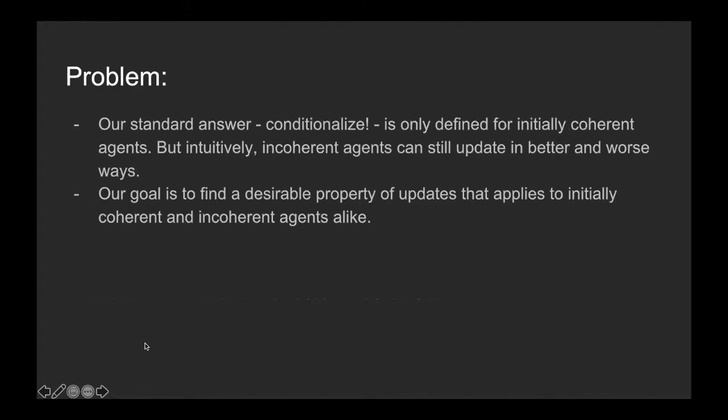So the problem is, we have the standard answer from the Bayesian framework about how agents should update, which is to conditionalize, right? If you learn something with certainty, you should employ the conditionalization rule to update. But that's only defined for initially coherent agents. But it seems pretty intuitive that even if you have an incoherent agent, that agent could update in better and worse ways. So what we want to find is a desirable property of updates that applies both to initially coherent agents and to initially incoherent agents.